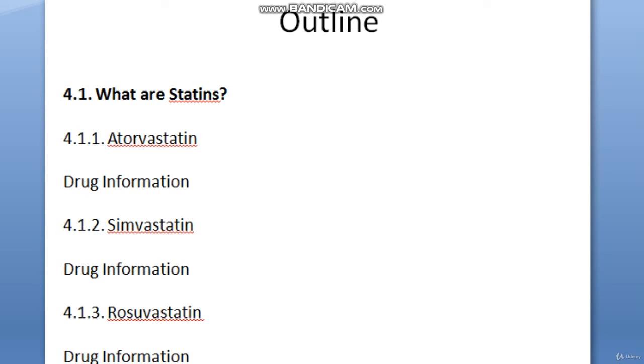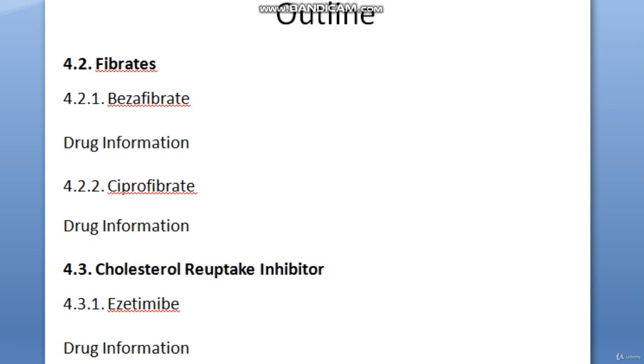The first family is about statins, and it includes the following drugs: atorvastatin, simvastatin, rosuvastatin. The second family is about fibrates, and it includes the following drugs: bezafibrate and ciprofibrate. The third family is about cholesterol reuptake inhibitor, and it includes the drug which is called ezetimibe.